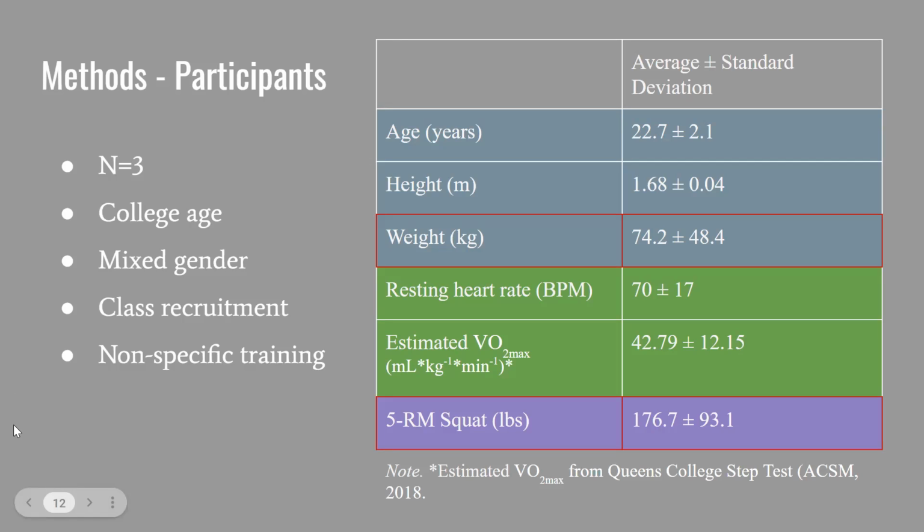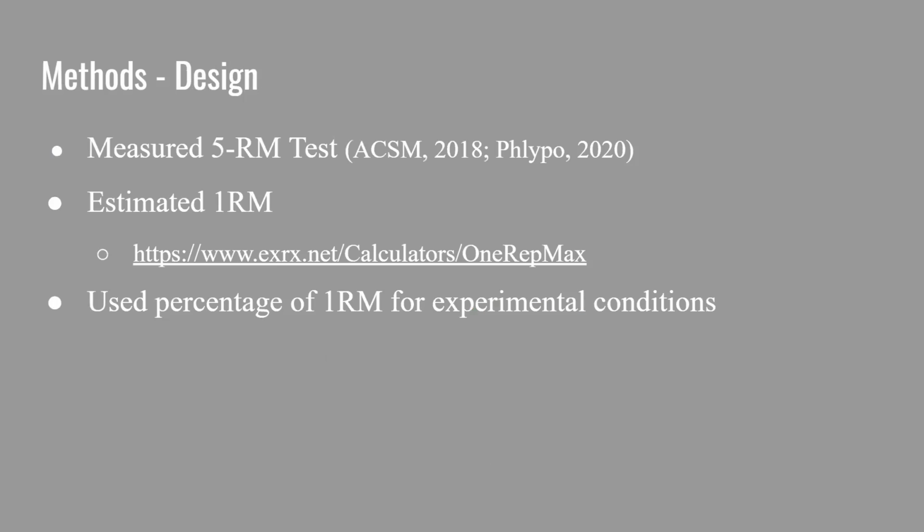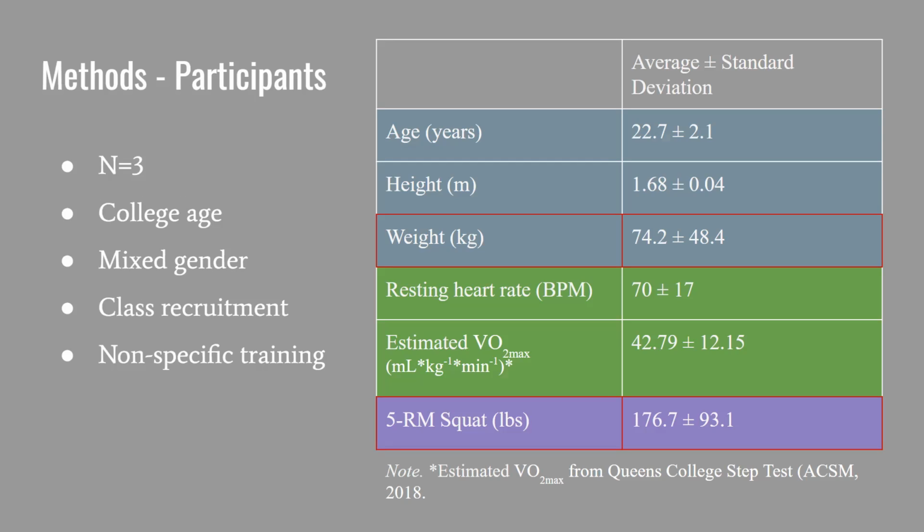But as seen in red, the weight and the 5 RM squat amount definitely did differ between the participants. So this is a factor where our participants are not fully alike, and it will make the results a bit difficult to interpret. You can go back, sorry. The asterisk is just showing that the Queen College Step Test was used to assess the cardiorespiratory fitness, and the protocol was the one used by the ACSM guidelines.